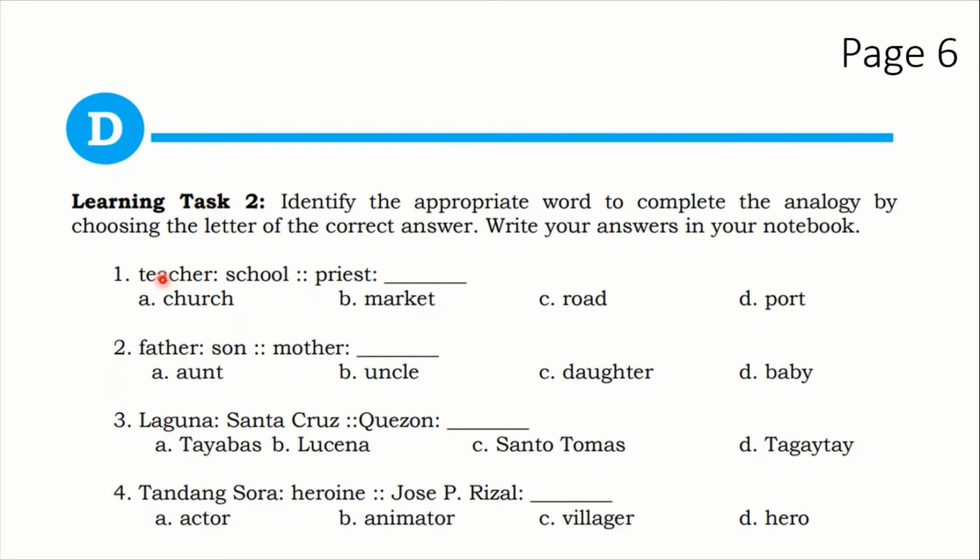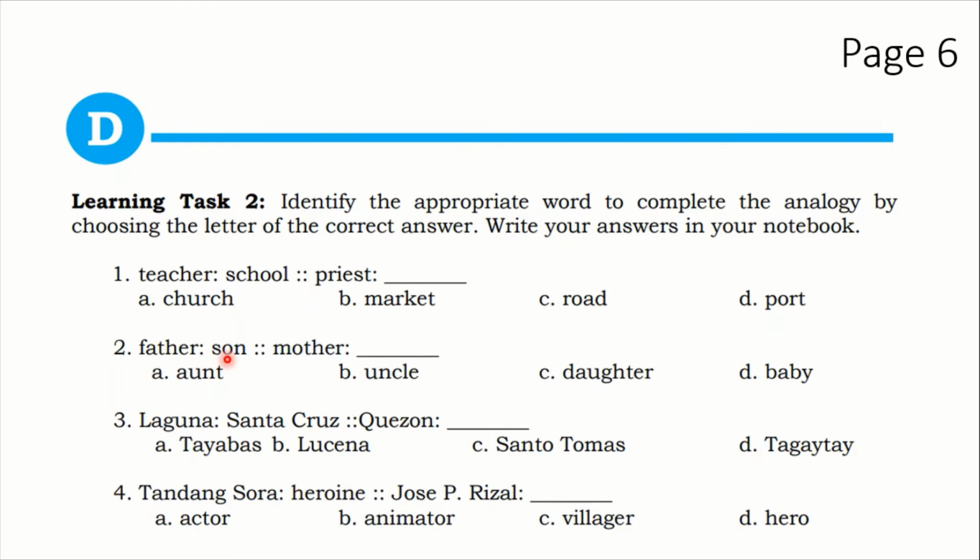For item number 1, teacher is to school as priest is to blank. Now let us analyze. We always find the teacher in the school. Well, still, your teachers are in the school amidst this pandemic. Now, where do we find the priest? Is it in the church? Is it in the market? Is it on the road? Or is it at the port? Write your answer.